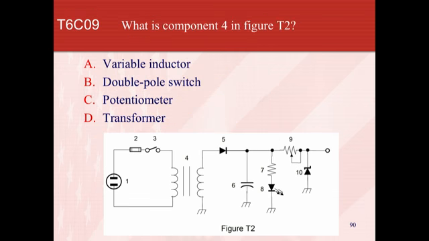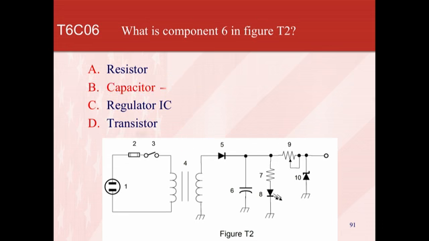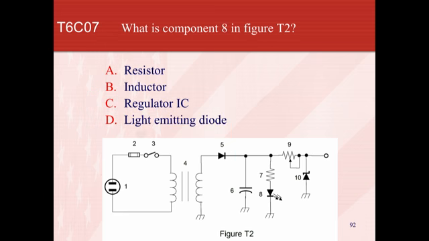What is component 4 in figure T2? That's a transformer. Whoop, I skipped one. Oh well. Component 6 in figure T2 is a capacitor. A little bit of a keyboard bounce on the remote there.